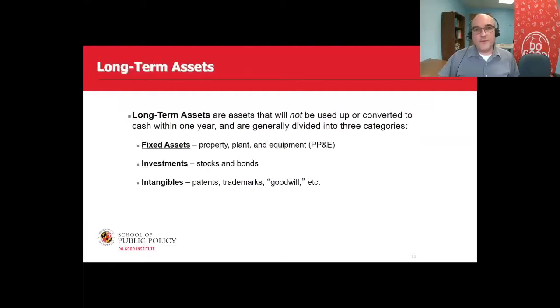Long-term assets can also include stocks and bonds, which have value but are not going to be converted to cash within the next year, as well as intangibles, which can include patents, trademarks, as well as completely intangible commodities like goodwill that the organization can enter in the balance sheet as long as they can attach a monetary value to them.